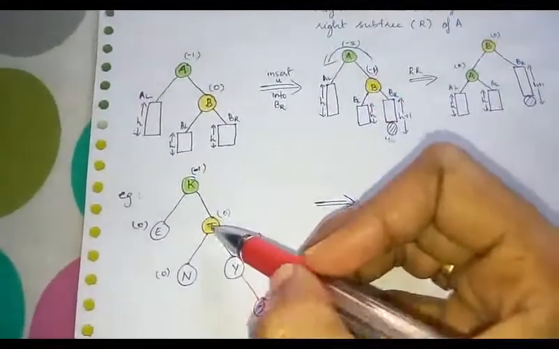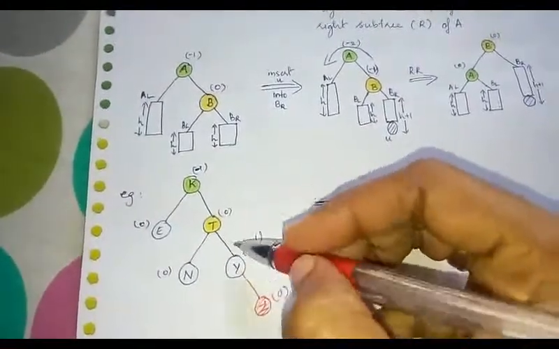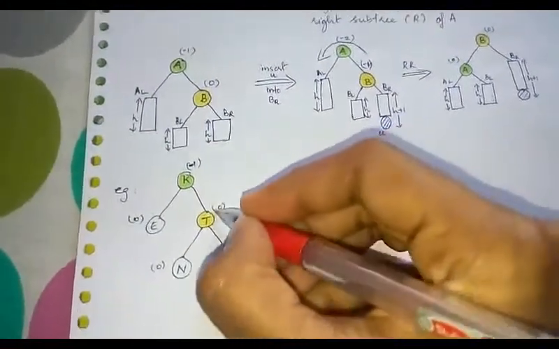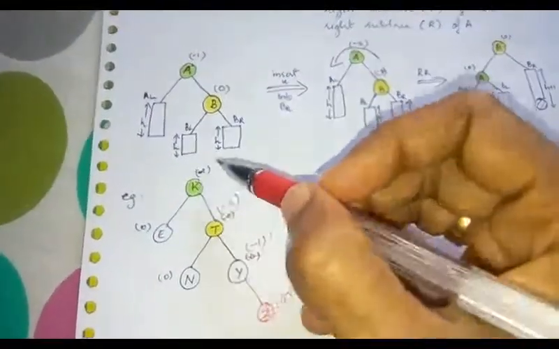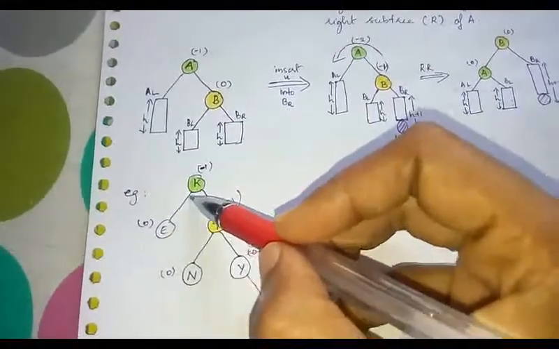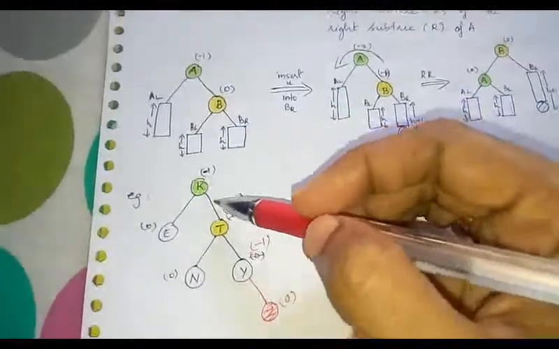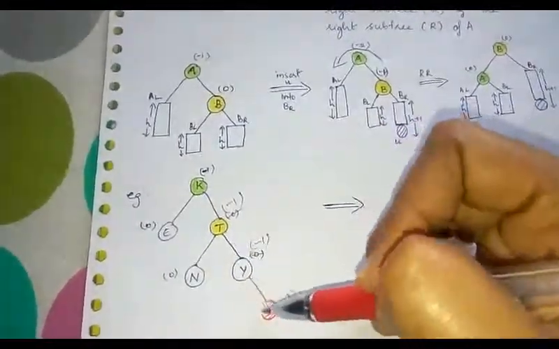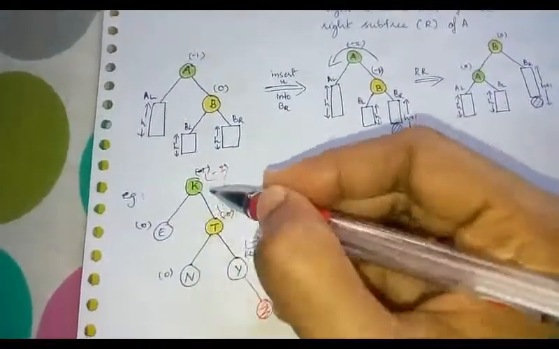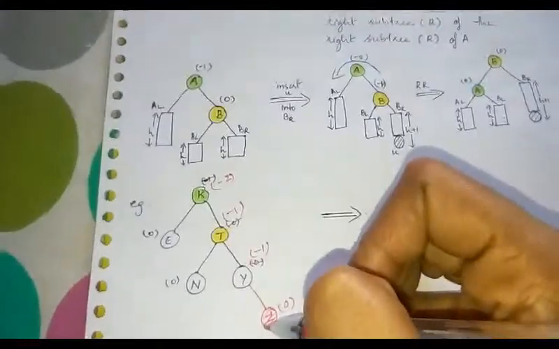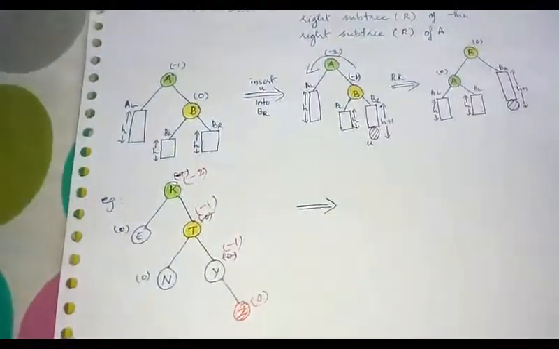Now the balancing factor of T: 1 minus (1 plus 1), 2. So 1 minus 2, it also becomes -1. Now the balancing factor of K. The left side of K has a height 1 and the right side 1, 2, 3. Take the height of the longest path. So 1, 2, 3. So 1 minus 3, it becomes -2. Now the tree has become unbalanced since we have a -2 here. So to make it balanced, we have to perform RR rotation.